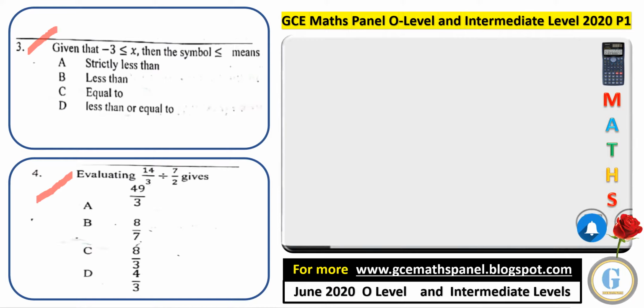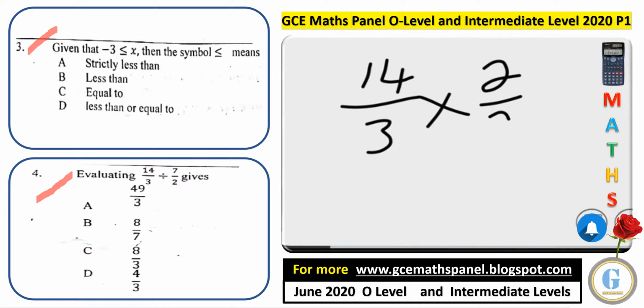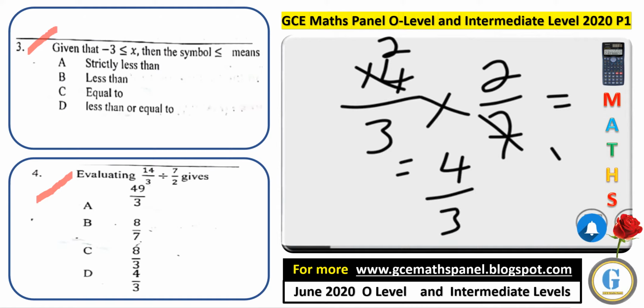Question 4. Evaluating 14 on 3 divided by 7 on 2 gives. So we just have to multiply the first by the reciprocal of the second. So that will give us 14 over 3 times 2 over 7. 7 here 1, 7 here 2. So our answer will be equal to 4 on 3. So that gives us 4 on 3. The key is D.